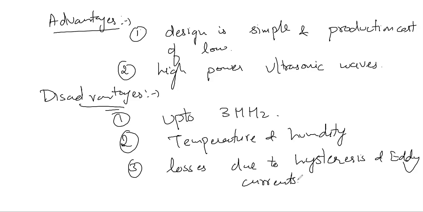Ma'am, can you please explain why there is an effect of temperature and humidity in the case of the magnetostriction oscillator? You are using a ferromagnetic material. Okay, ma'am. Because of that. Okay, ma'am. Ferromagnetic materials are sensitive to temperature and humidity.